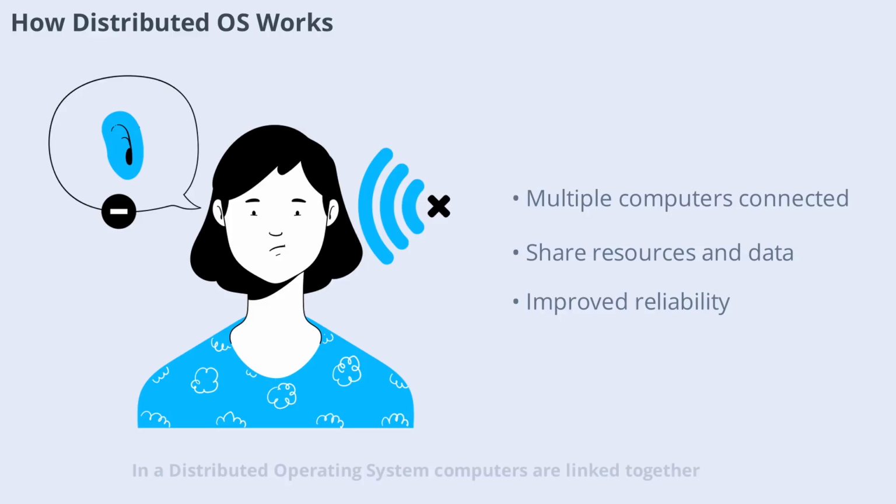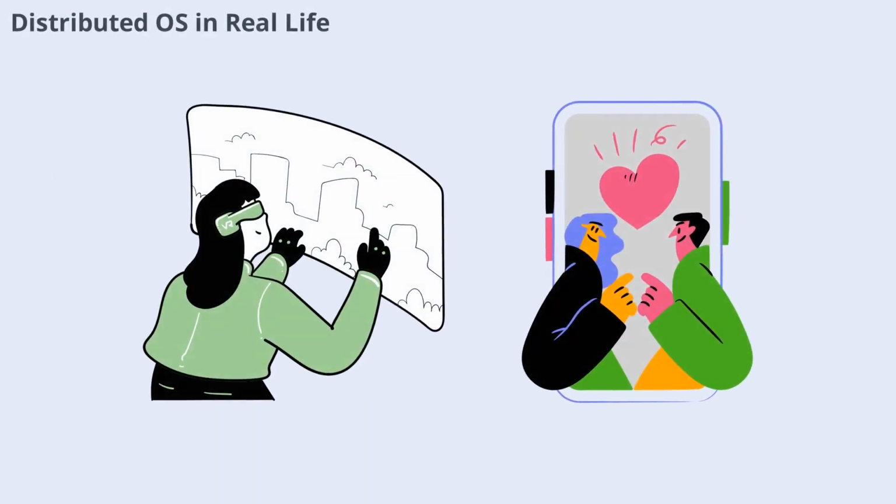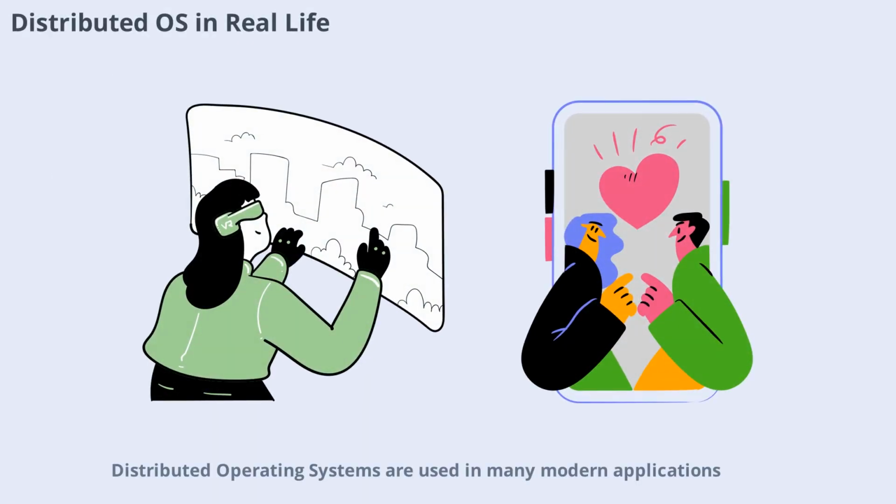In a distributed operating system, computers are linked together, often over a local or wide area network. They share files, processing power, and even applications. If one computer fails, others can take over its tasks, making the system more robust and less likely to experience downtime. Distributed operating systems are used in many modern applications, such as cloud computing and large-scale web services.